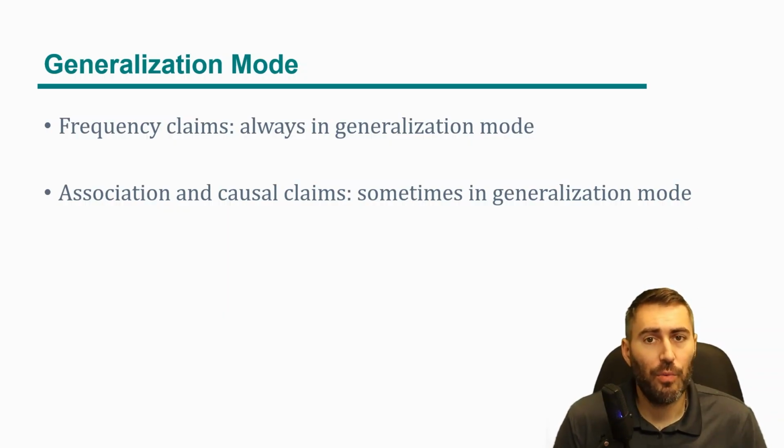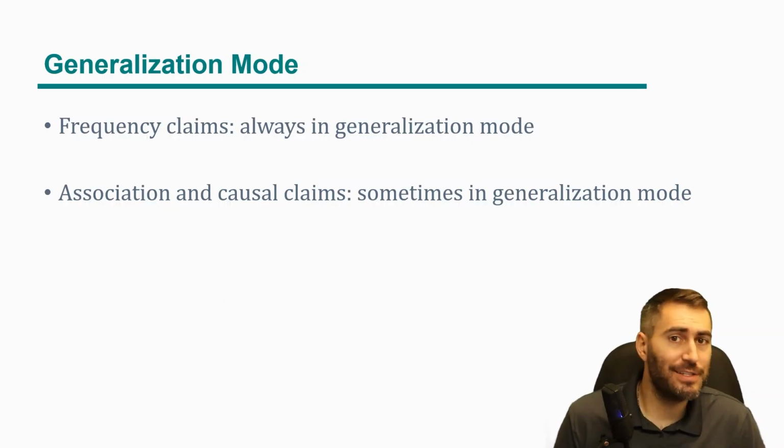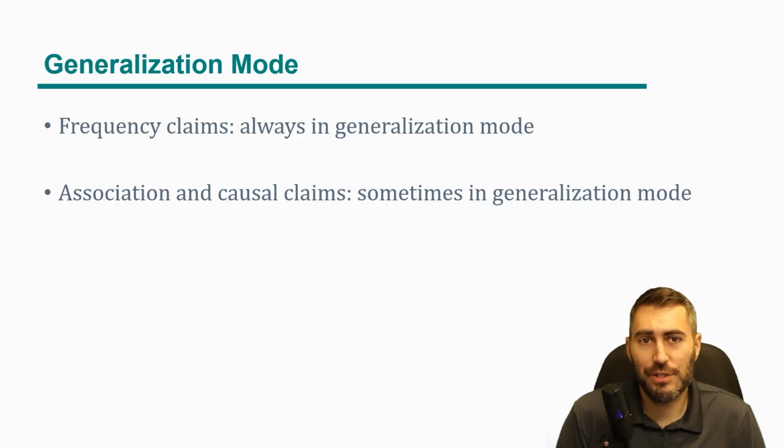Frequency claims are always in generalization mode, and survey research that's intended to support frequency claims is always done in generalization mode as well. For example, the question, what percentage of college students have lived in the dorms, or what percentage of voters will vote yes on this bill. Here, having a representative sample is crucial for supporting frequency claims, and frequency claims are always tested in generalization mode. Association and causal claims are sometimes used in generalization mode. Although association and causal claims are usually conducted in theory testing mode, there are some situations in which it is appropriate to conduct them in generalization mode.